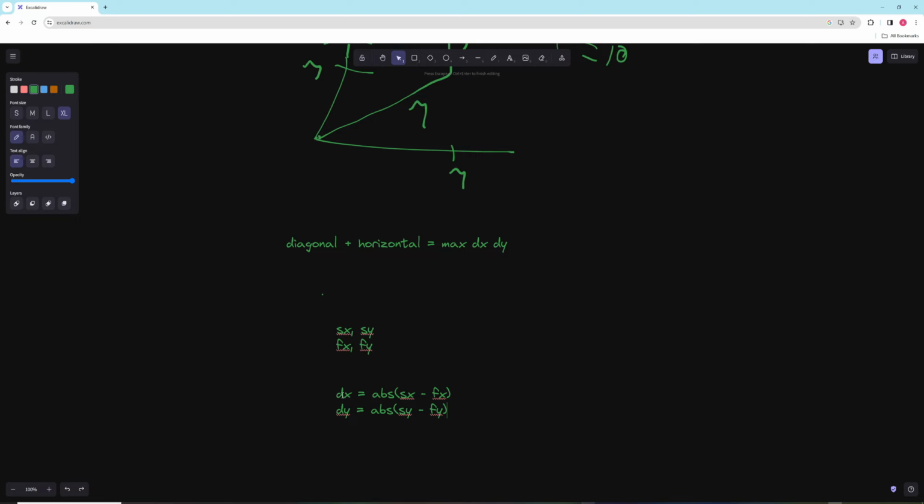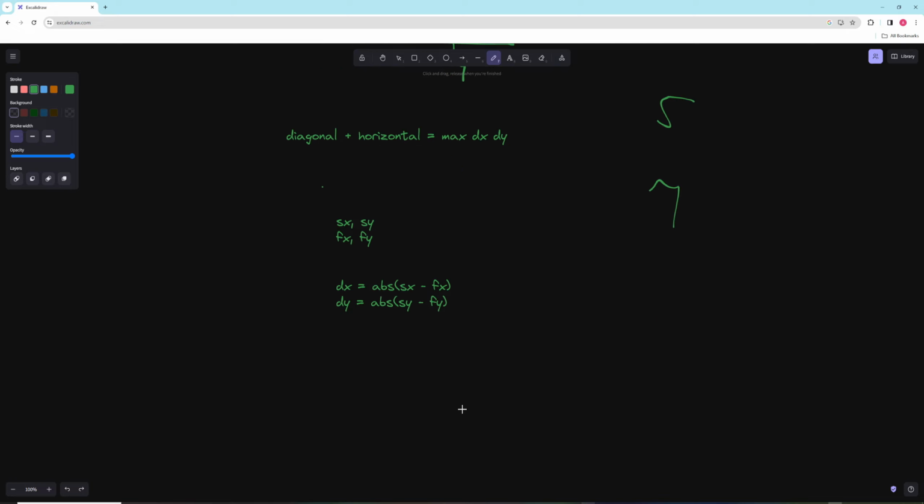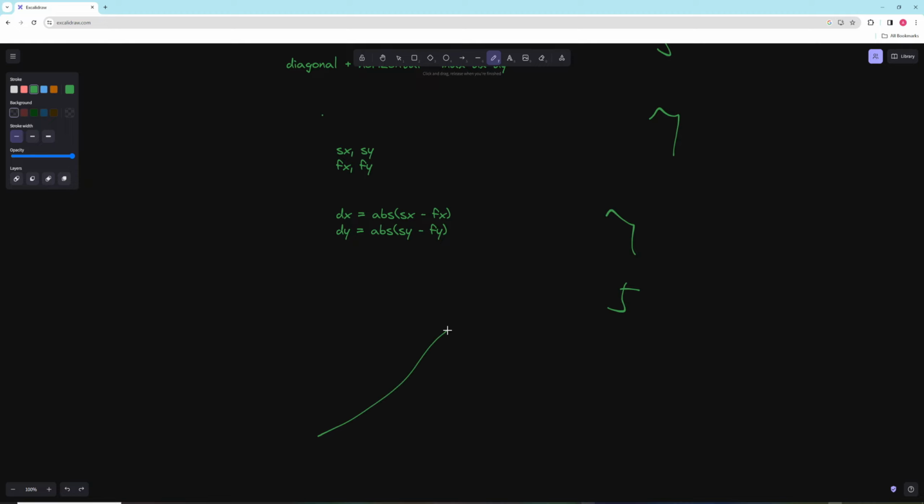So no matter what your two points are, you just calculate the two distances, and then your time is going to be the bigger one of those. Because if, let's say, dx is 5 and dy is 7, then you can go diagonally for 5, but then you have to go horizontally for the other 2. Similarly, if it was the other way, if it was 7 and 5, you'd have to go diagonally for 5 and then horizontally for the other 2, and so on, right? So you go diagonally until you hit the minimum of the two numbers, and then you have to go horizontally for the rest of it. So basically, your time is just the maximum of dx and dy, right?